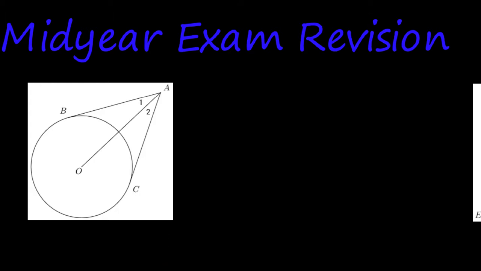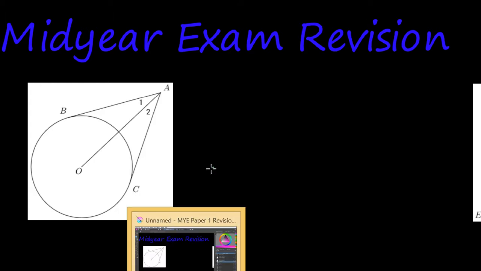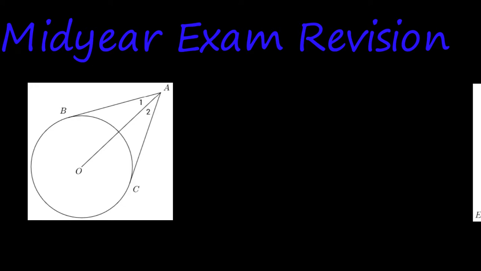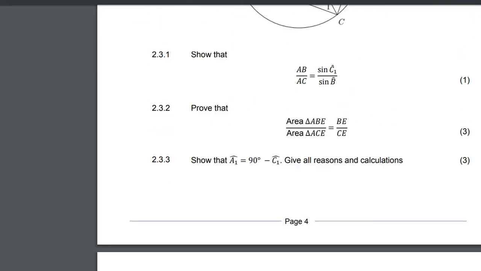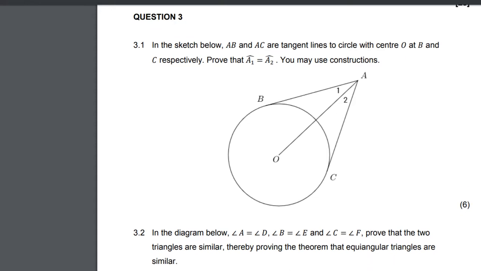So there's nothing I can really teach extra on this topic except to show you how we use our theorems in solving all of this. So the first question was question 3.1. In the sketch below, AB and AC are tangent lines to the circle with center O at B and C respectively, and prove that angle A1 is equal to angle A2.